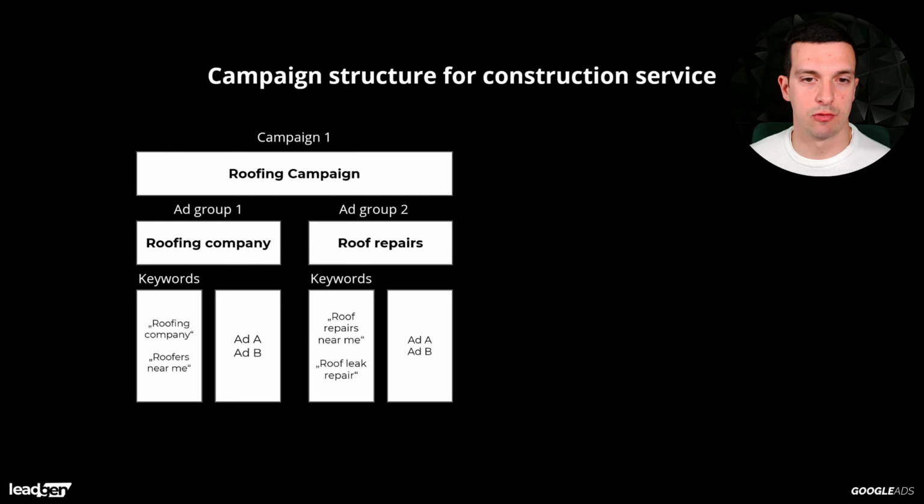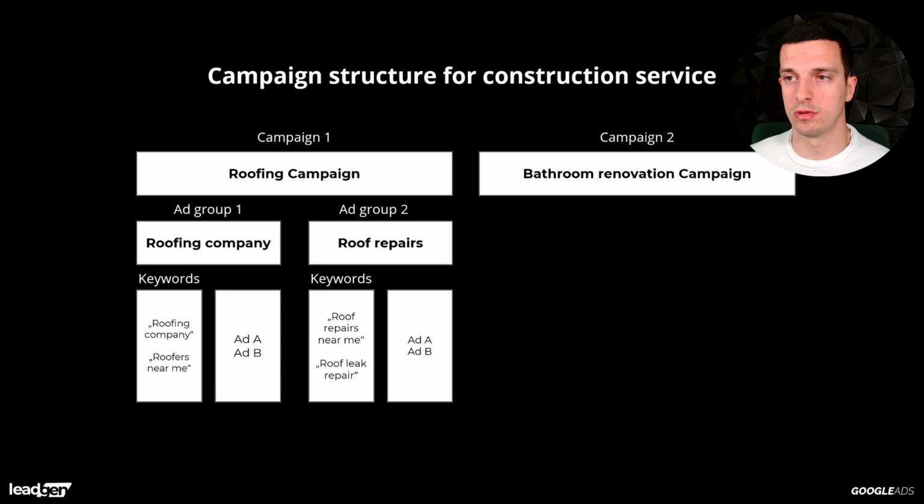And then in the roofing company ad group, keywords would be like roofing company, roofers near me. And then you have 1 ad or 2 ads. I would definitely encourage you to have more than one ad. And in the roof repairs, you have keywords like roof repairs near me, roof leak repair, and then unique ads to match these keywords, right? And a unique landing page.